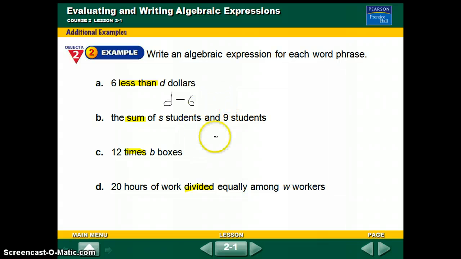6 less than D. How about the sum of S students and 9? What does sum mean? Sum means plus. Now here order doesn't matter. We have S, and we have 9. And that's it. I'm going to let you guys try the last two. Give you a minute to do those and put them on your note sheet.